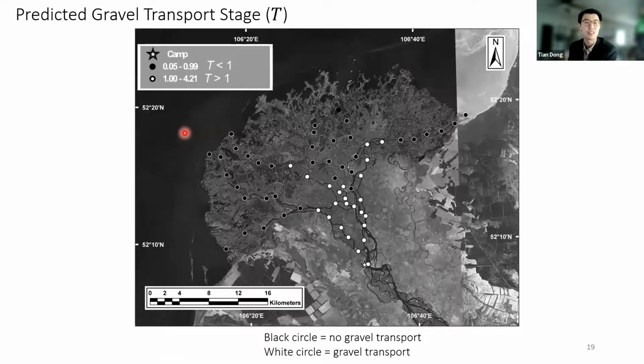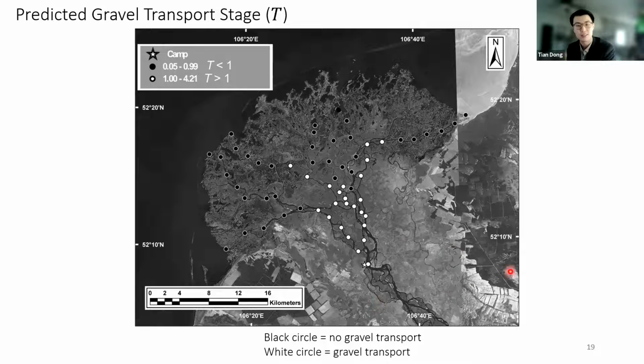Now let's look at our prediction. So here I'm showing another map of the delta. The circles are our transects, and the color of the circles indicates that transport stage parameter. The white circles indicate the river has some capacity to transport gravel, and the black circles are where the river doesn't have the capacity to transport gravel.